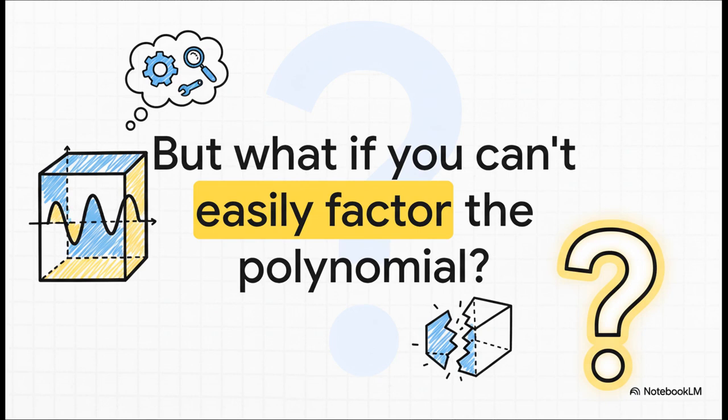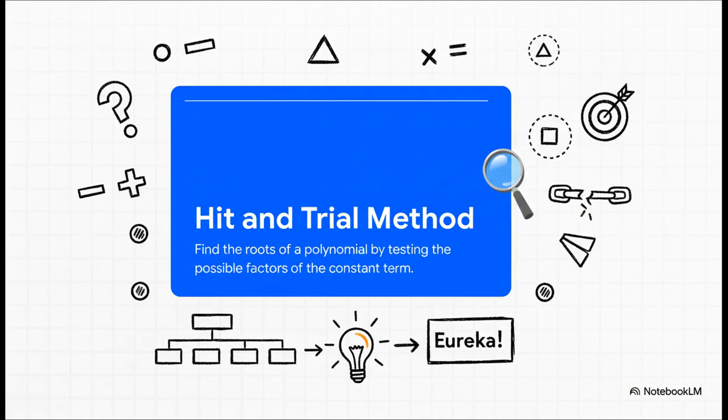But what happens when you look at a big one, like our original cubic puzzle, and you can't just see the factors right away? We're going to need another tool in our toolkit for when things get tricky. This is where the hit and trial method comes to the rescue. Now, it's not just random guessing, it's smart guessing.